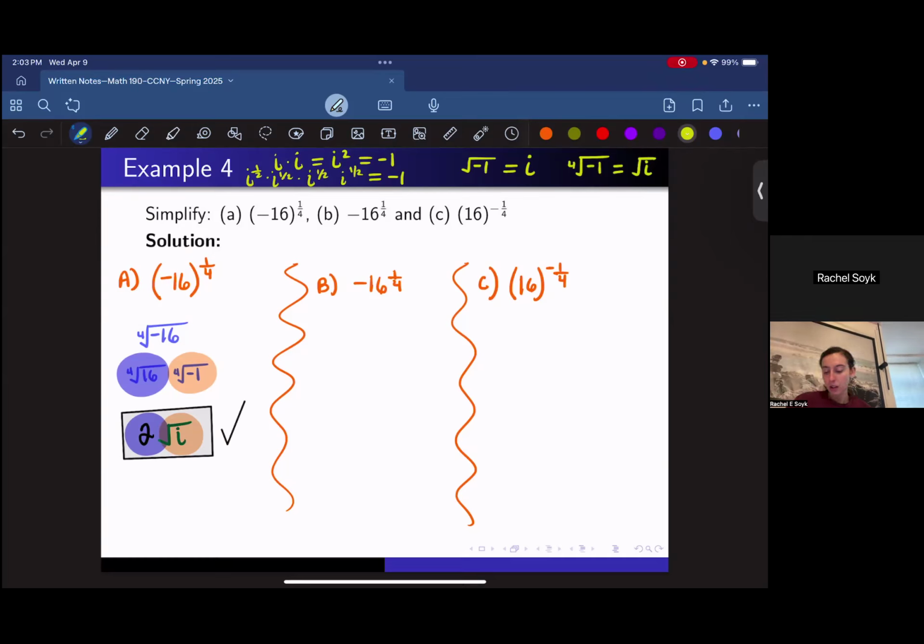Okay, now let's look at part B. The negative is in the front. There are no parentheses, so we just want to look at the fourth root of positive 16, and then we stick that little negative in front. And that just gives us negative 2.